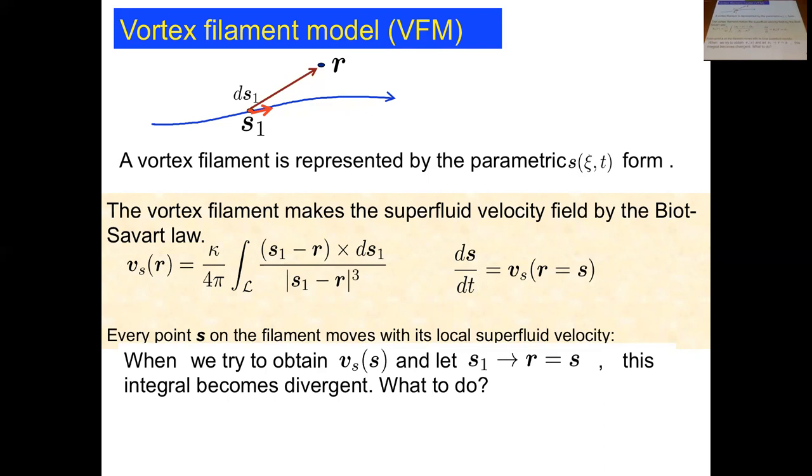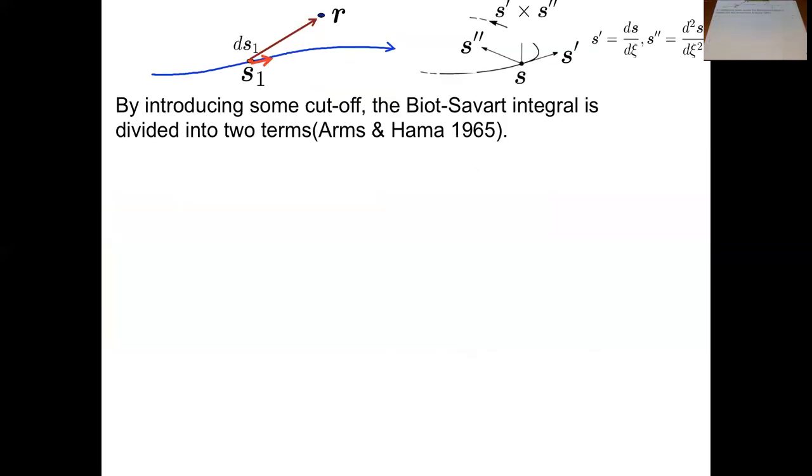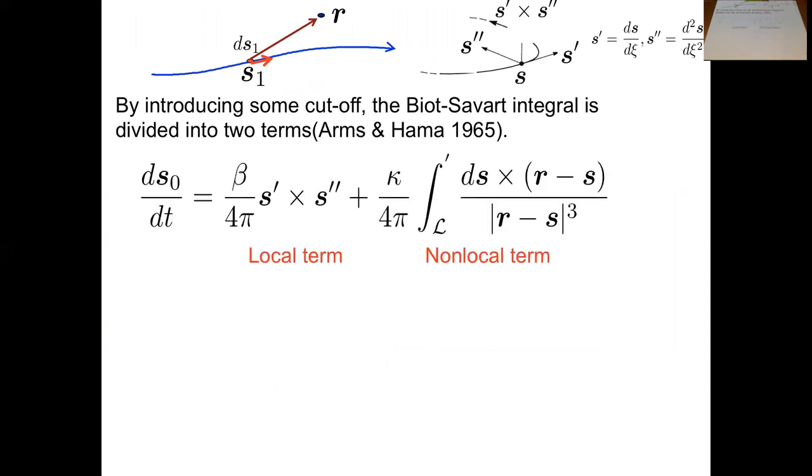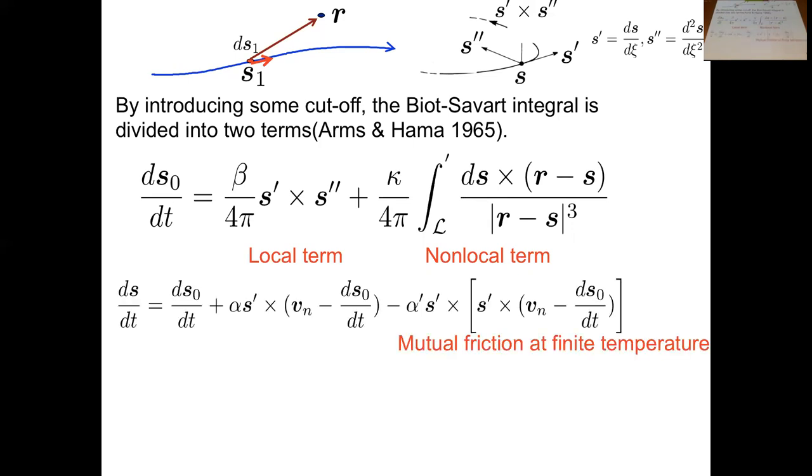So what to do? There are several methods to avoid this divergence, but in our community, we usually use the procedure proposed by Schwarz a long time ago. By introducing some cutoff, the Biot-Savart integral is divided into two terms. One is the local term, the other is the non-local term. And at a finite temperature, of course, we have to consider the mutual friction, which is the interaction between the normal fluid and the vortex core.